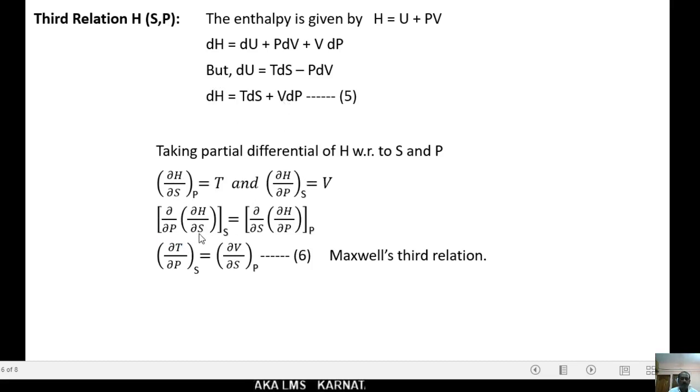Therefore, taking a partial differential, that means ∂H/∂S differentiated with respect to ∂P is equal to ∂H/∂P differentiated with respect to ∂S. Hence, by substituting the value of T and V in this equation, we get ∂T/∂P is equal to ∂V/∂S. This is Maxwell's third relation. Here, by using Euler's reciprocity relation, you can directly write the equation 5 and the equation 6.